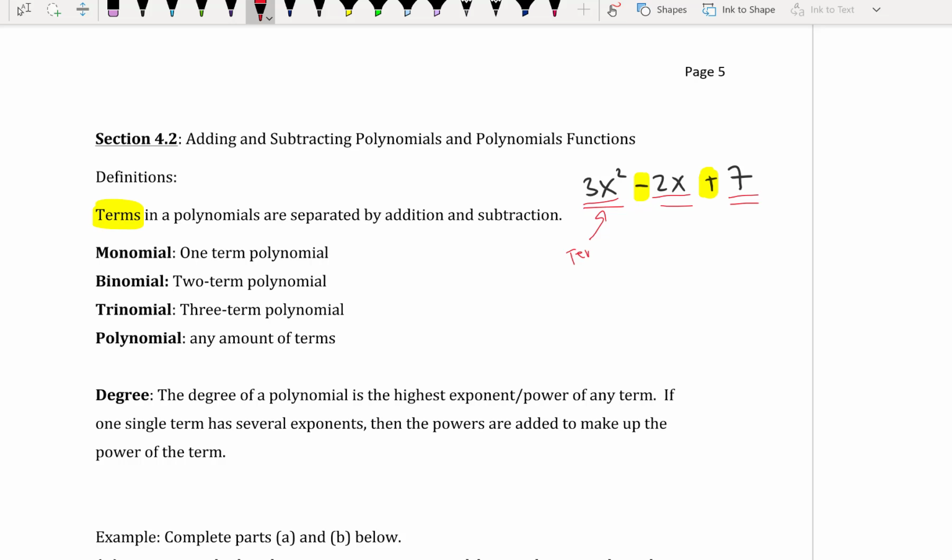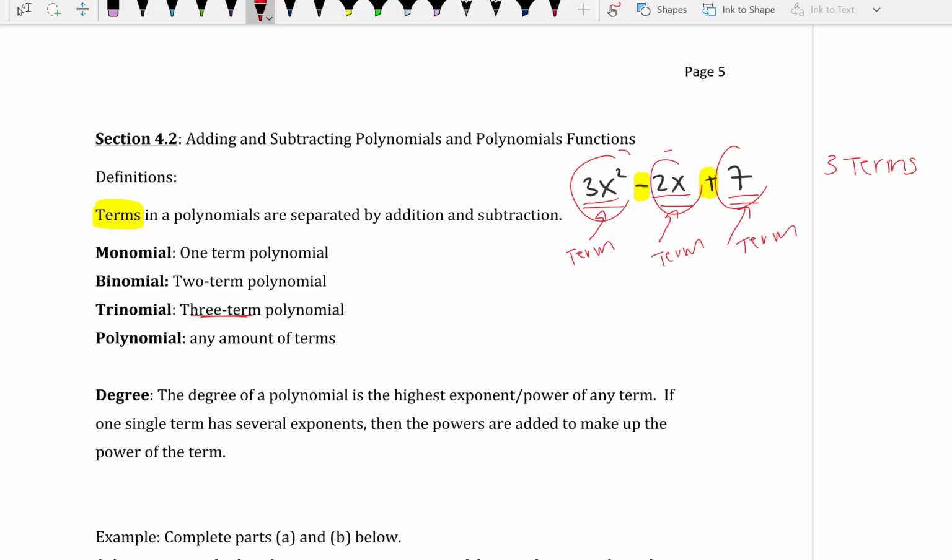So this is a term, this is a term, and this is a term. So how many terms do we have? Well, we have 1, 2, 3 terms. So since we have 3 terms, a 3-term polynomial is called a trinomial, okay?